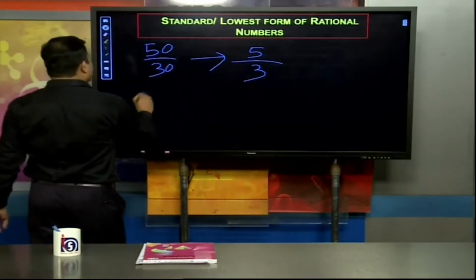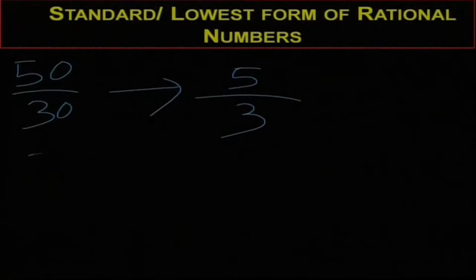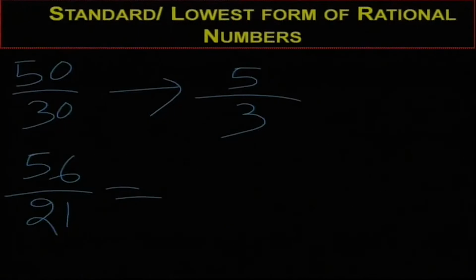Suppose I say 56 divided by 21. What will be its standard form? I can write 56 as 7 into 8, and 21 as 7 into 3, so I get 8 by 3. So for 56 by 21, the value remains the same. In its standard or lowest form, the original value is the same. But all rational numbers should be written in the standard, lowest form. This is the principle of rational numbers, I can say.